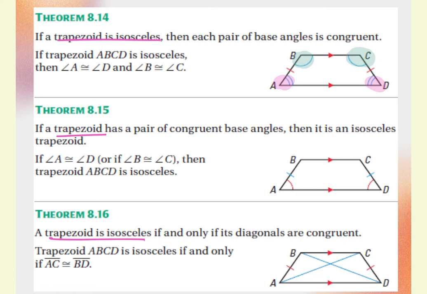Theorem 8.15 says the opposite. If it has a pair of congruent base angles, then it's an isosceles trapezoid. You only need one pair of angles to be congruent in order to prove it's isosceles. So if A is congruent to D, then it's isosceles, or if B was congruent to C, then it would also be isosceles. And then the last property of isosceles trapezoids is that the diagonals are congruent.